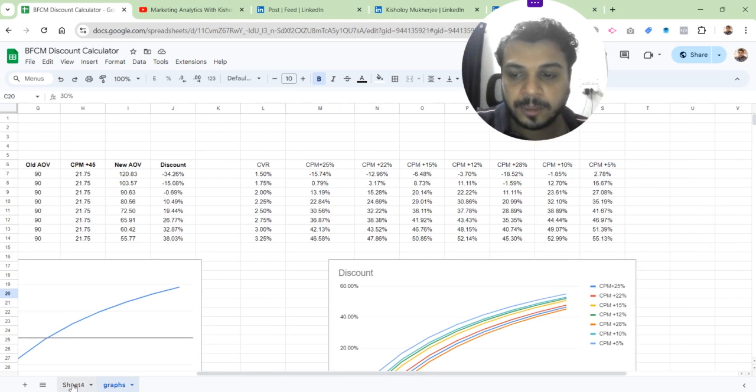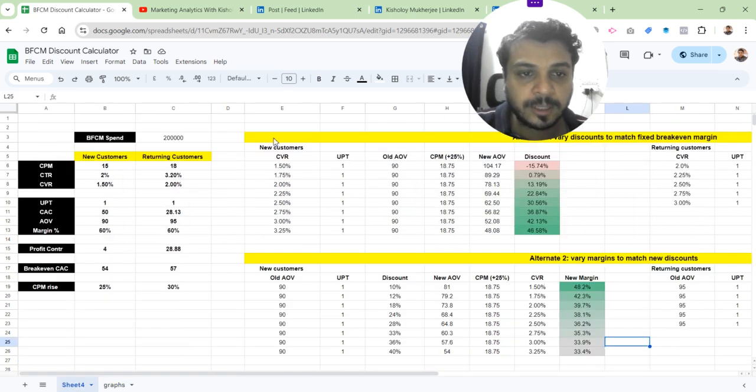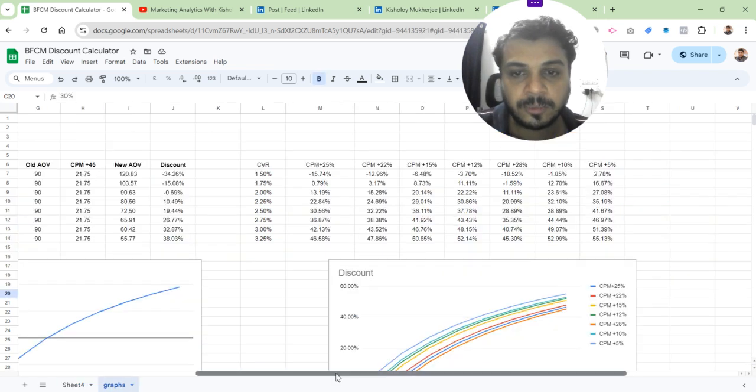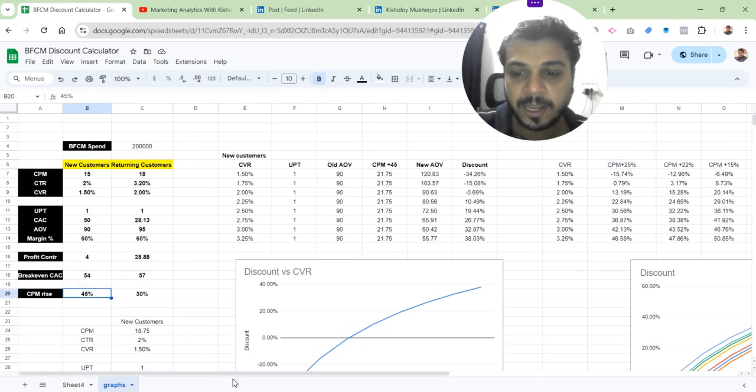So that's why the approach that I'm showing here is essentially the first one, which is where you are remaining within the fixed margin, because generally businesses will find it difficult to be flexible with their margins, right? That's usually the harder thing to achieve. So I'm showing the variance of CPM rises. So CPM rise has been pegged at 45% here.